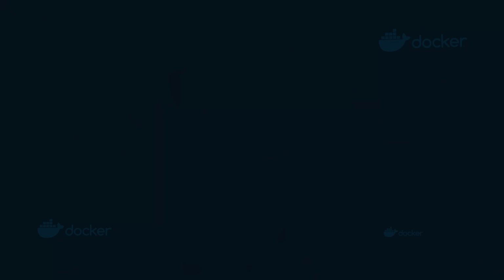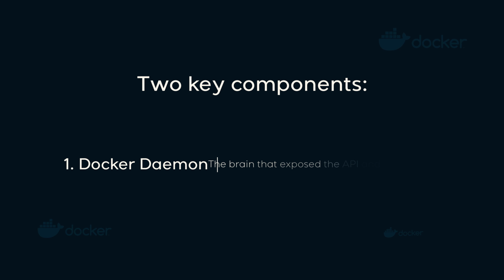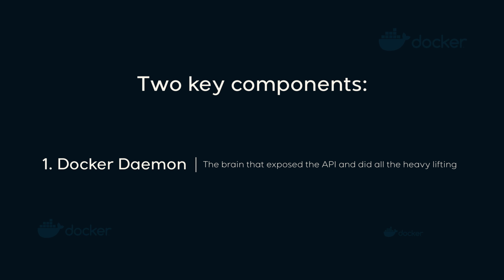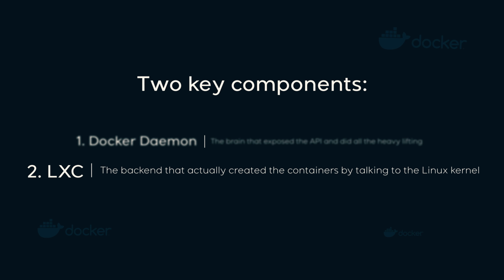When Docker first launched, it had two key components. Number one was the Docker daemon. This was kind of the brain that exposed the API and did all of the heavy lifting at that particular time, and it was also using LXC, which acted as the backend that actually created the container by talking to the Linux kernel. However, eventually Docker moved away from LXC and built its own runtime system using a component called libcontainer. This gave them more control and cross-platform flexibility.